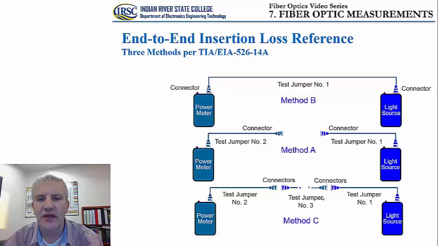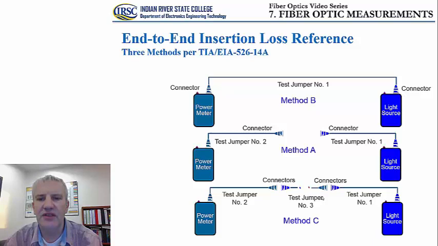If you are dealing with a power meter, a light source, and certain test cables, those test cables, after they are connected to your fiber optic link, would eventually impact the performance of the link. So you're doing these multiple tests to calibrate out the impact of the test equipment and test cables that are present during the test.